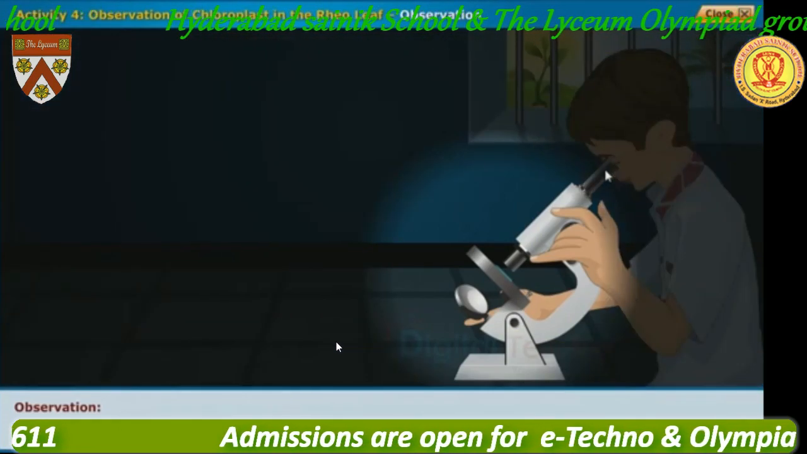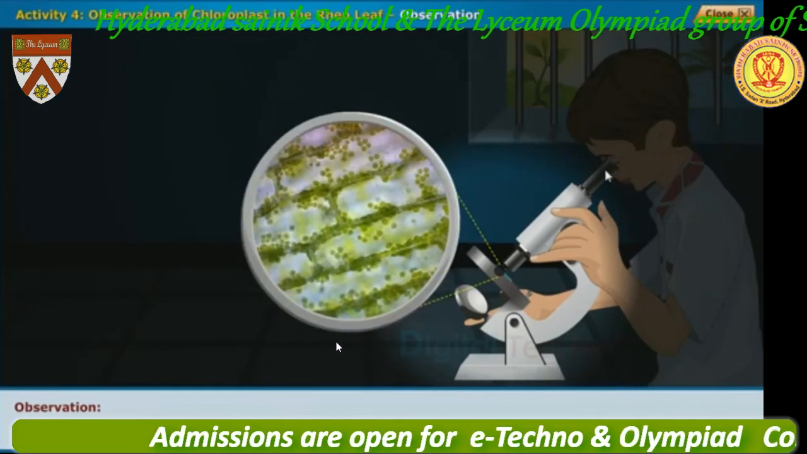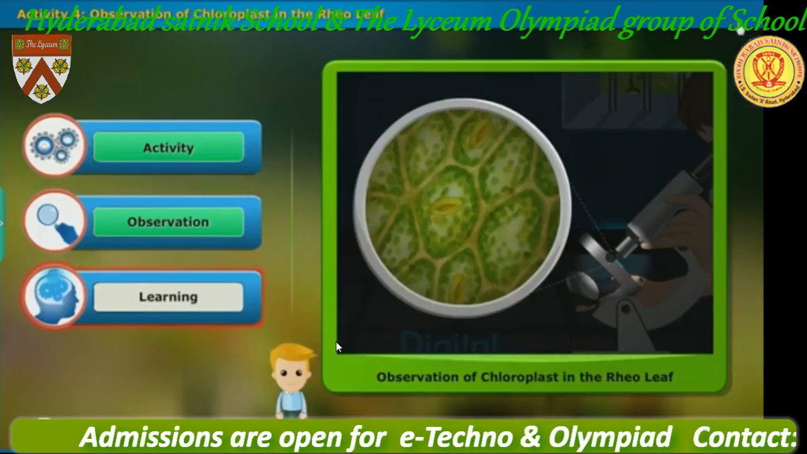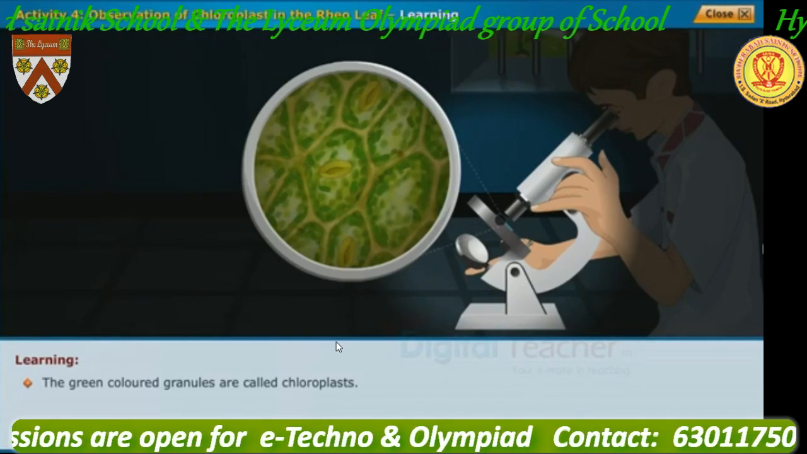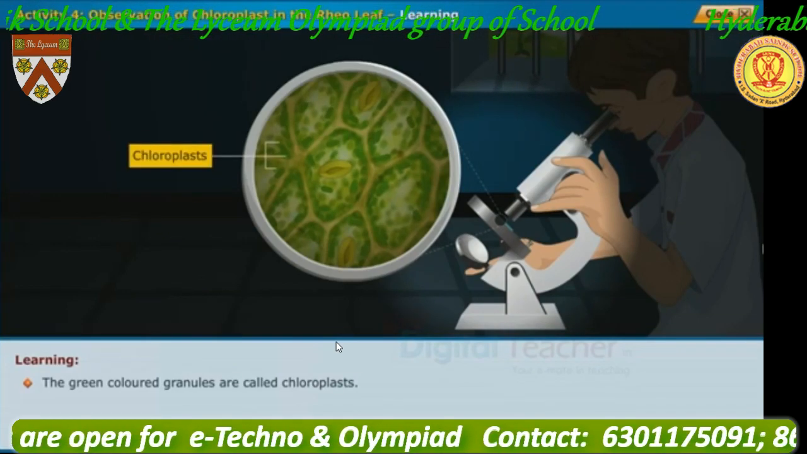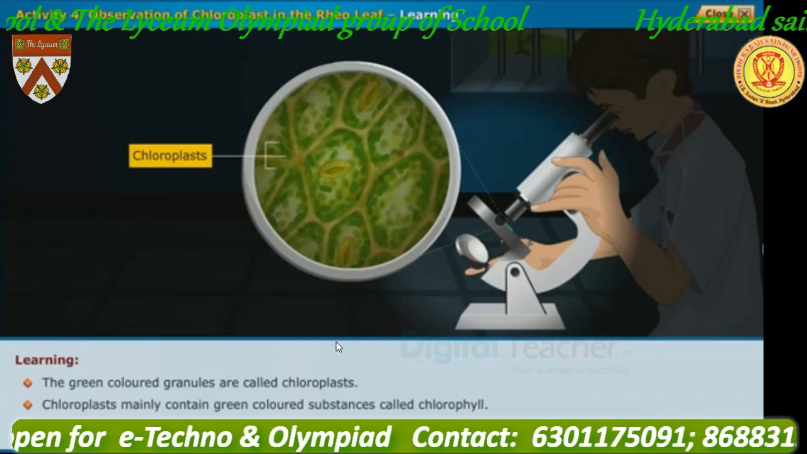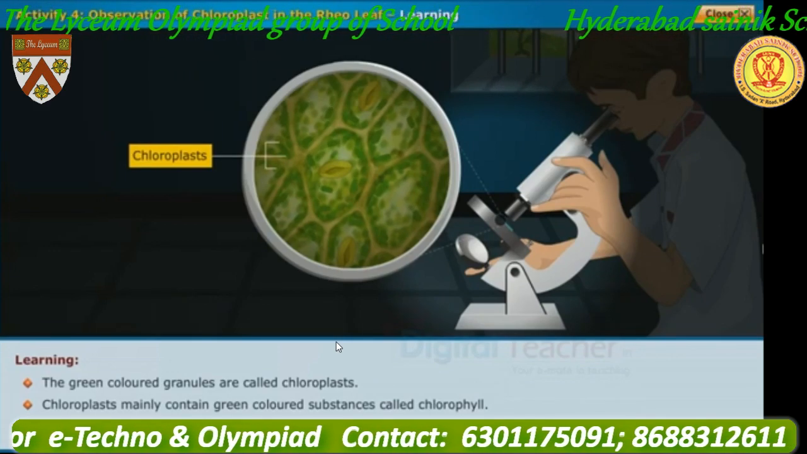Small green colored granules are observed from microscope. The green colored granules are called chloroplasts. Chloroplasts mainly contain green colored substances called chlorophyll.